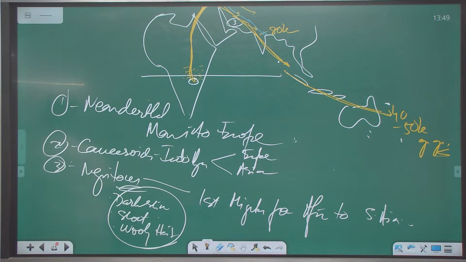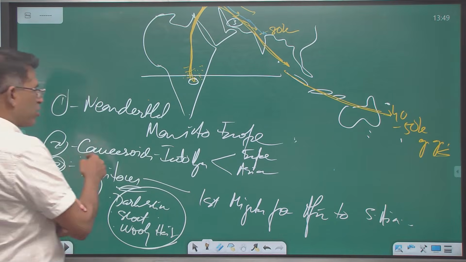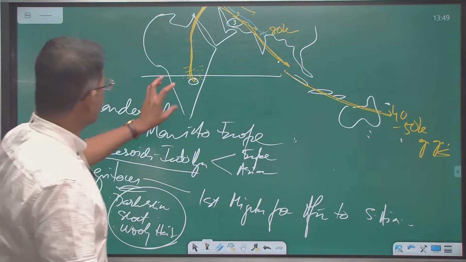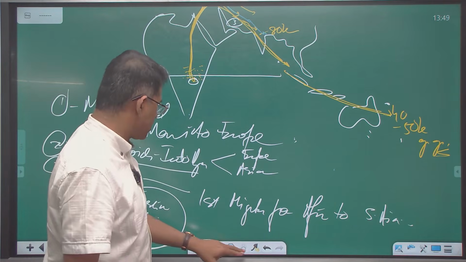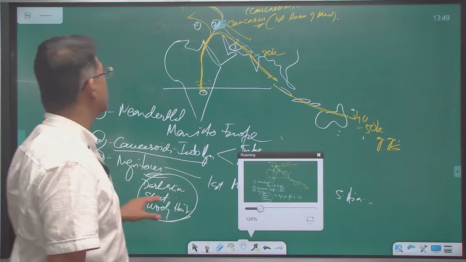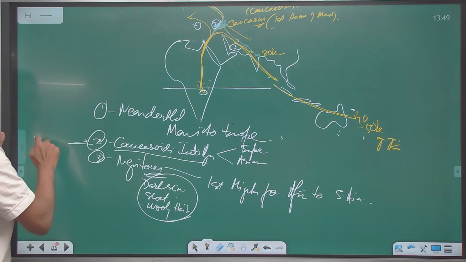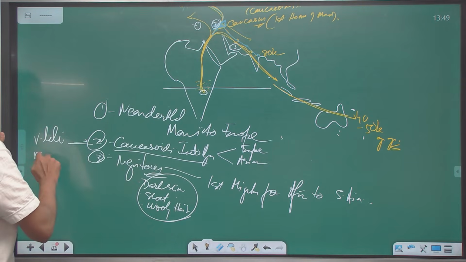One is Neanderthal man, a species of the cold conditions and glaciated conditions that goes towards Europe. The Caucasoids or Indo-Aryans, with fair skin. Okay, they came from Africa in Caucasus belts, and then they moved towards Europe and Asia. These happened very late or more recently.